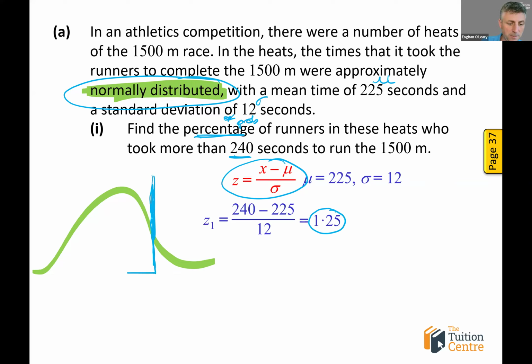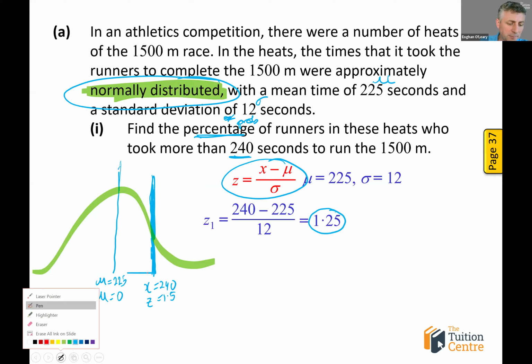So somewhere here we have this z-score. The x-score is 240 seconds, and the z-score is 1.25 standard deviations. Again, where would that be coming from? It'd be coming from a situation where the mean in this case is 225, but the mean of the standard normal distribution will be zero.